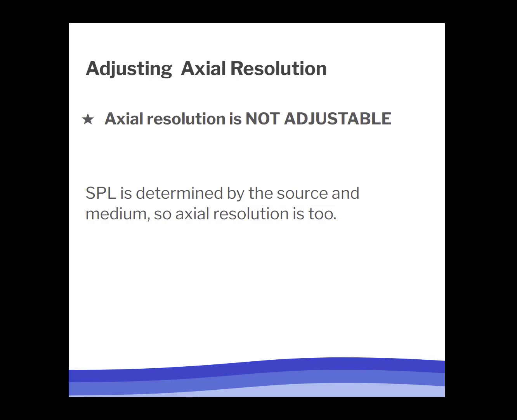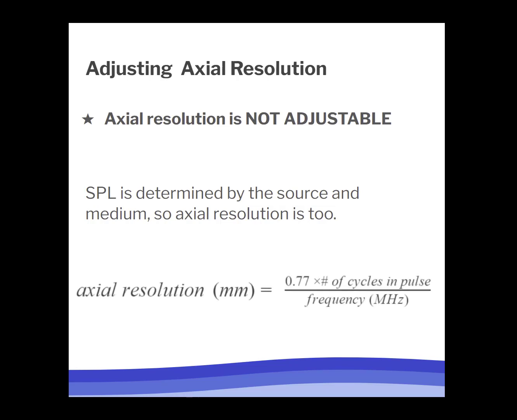So for ultrasound, that means it is tied to the frequency and manufacturing of the transducer, as well as the soft tissue it travels through. And if it's true for SPL, it's true for axial resolution as well. In fact, there's actually another formula that shows us this. In soft tissue, axial resolution is equal to 0.77 multiplied by the number of cycles in a pulse, all divided by the frequency of the transducer. The 0.77 is referring to 1.54 millimeters per microsecond of travel in soft tissue divided by 2.